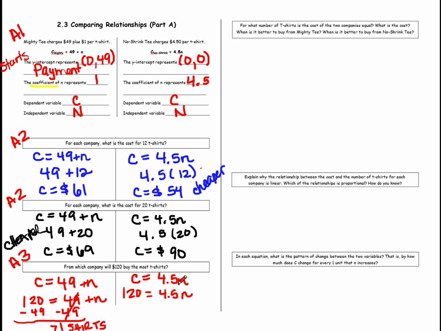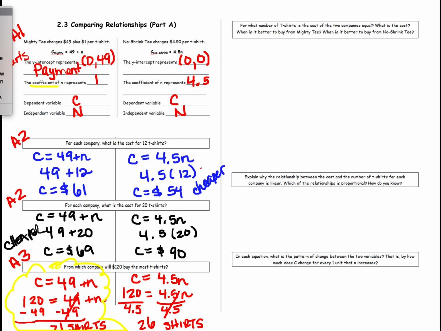Well, in case you don't know right off the bat, we're going to divide by 4.5. And what you do to one side, you do to the other. The 4.5s cancel. And on your calculators, do 120 divided by 4.5. All right, if you divided that, you should have got 26. 26 t-shirts you can purchase with no shrink for $120. That's a huge difference. So obviously this is our winning company here.